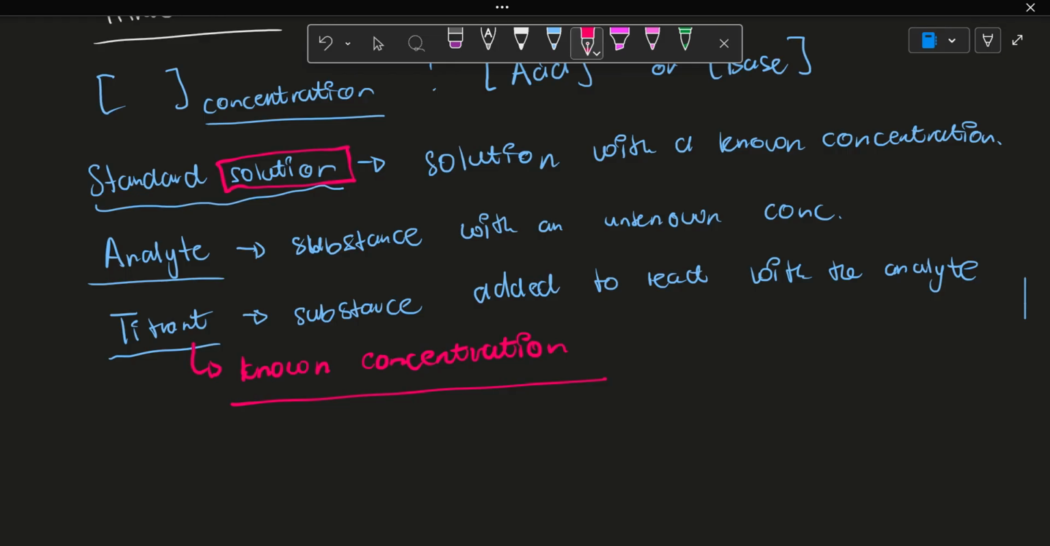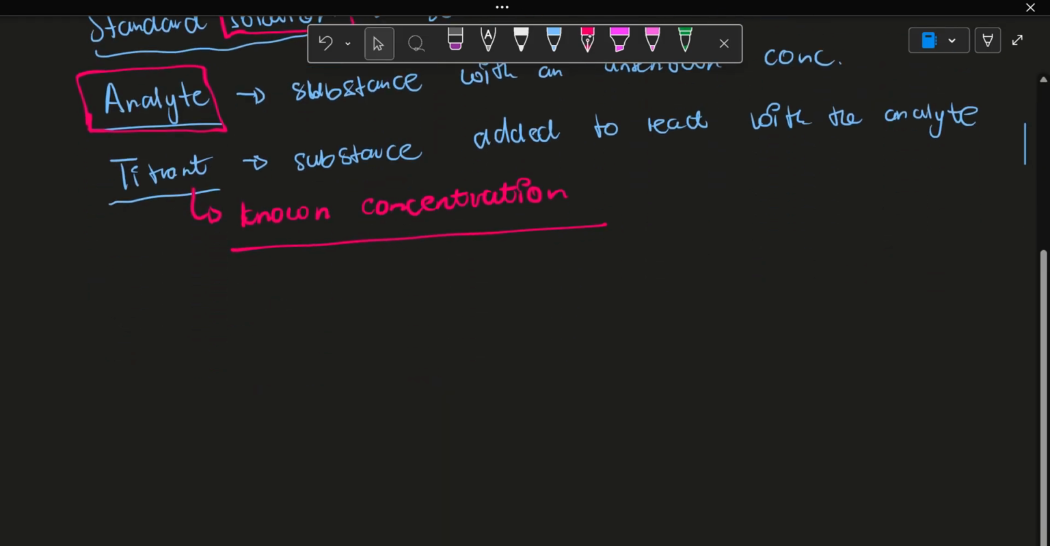So how does titration actually work? Just a brief talk. In a titration, you just imagine it this way: there would be a certain volume of the analyte. Remember, it does not have a concentration, but it does have a volume. So you would have a certain volume of the analyte in a certain flask. I just like to have my diagrams here. So just have a certain flask.